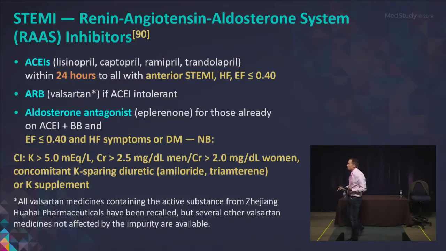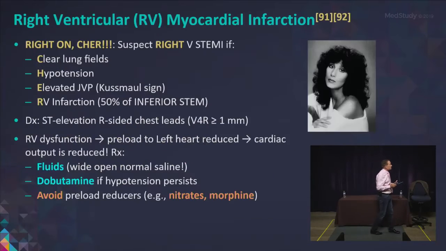Get them on the ACE inhibitor, or an ARB if they can't tolerate the ACE. And then your aldosterone antagonist: if they're already on ACE and beta blocker and they had an EF less than or equal to 0.4 with heart failure or diabetes, that is a particularly high-risk group. We generally will also add on eplerenone, which is the one that was studied best in the EPHESUS study. Be aware, however, that they don't have any contraindications. So just make sure you check the creatinine and potassium and make sure they're not taking other medicines that will interact with that aldosterone antagonist.